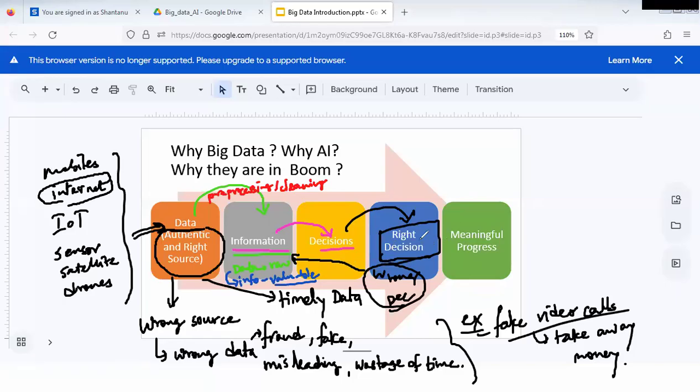Then we have a right decision, and once we get the right decision, we take the right decision. The goal is meaningful progress. Finally, everyone wants to grow, right?